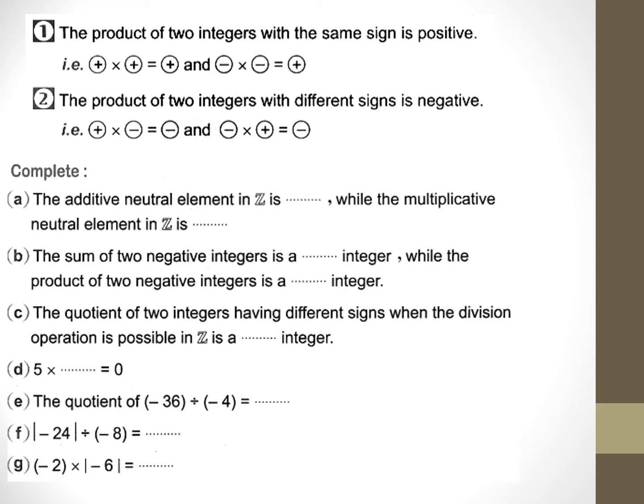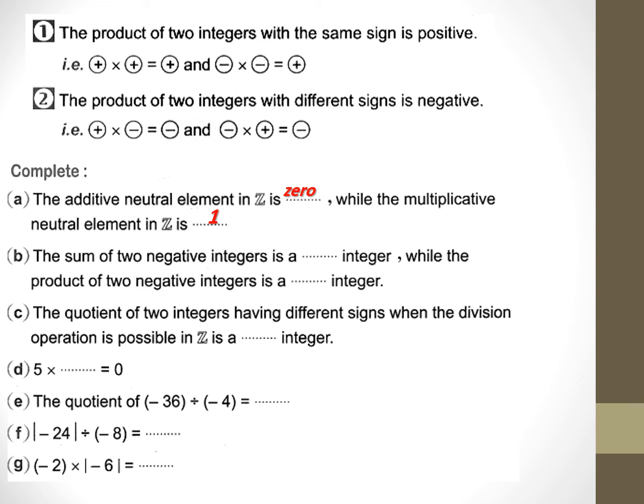So, complete. The additive neutral element is 0, while the multiplicative neutral element, the identity, is 1. The additive identity 0, the multiplicative identity 1.